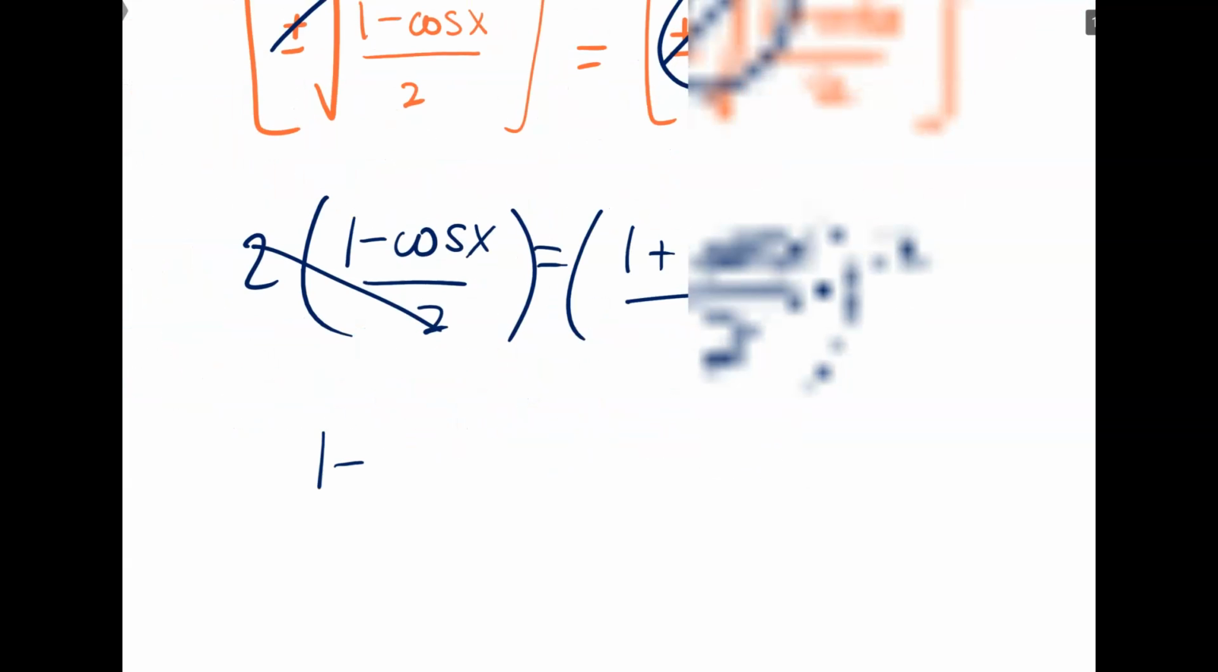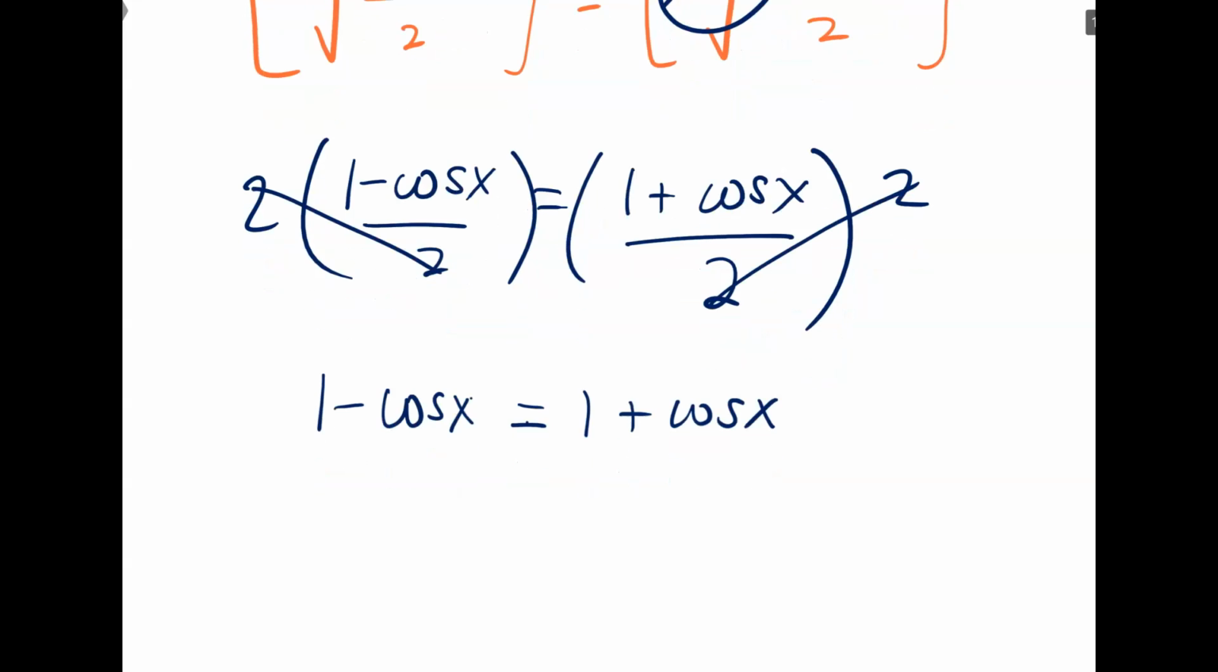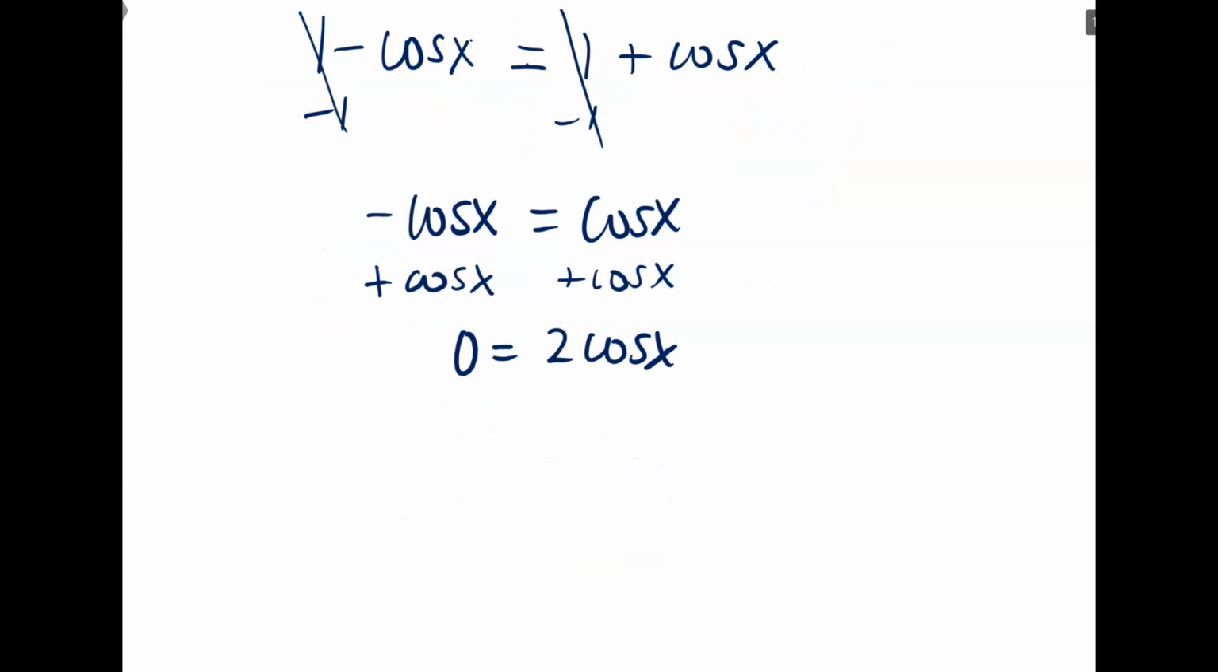Okay, so I have 1 minus cosine x equals 1 plus cosine x. Subtract 1 on both sides, those just go away. Negative cosine x equals cosine x. I'll add cosine x on both sides. So I have 0 equals 2 cosine x. I want to get cosine by itself. Divide by 2. 0 equals cosine x.